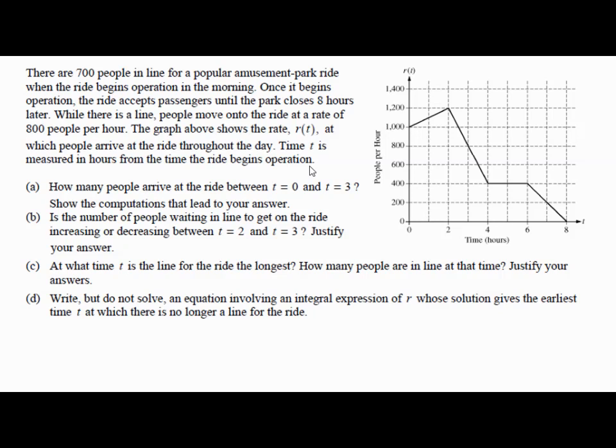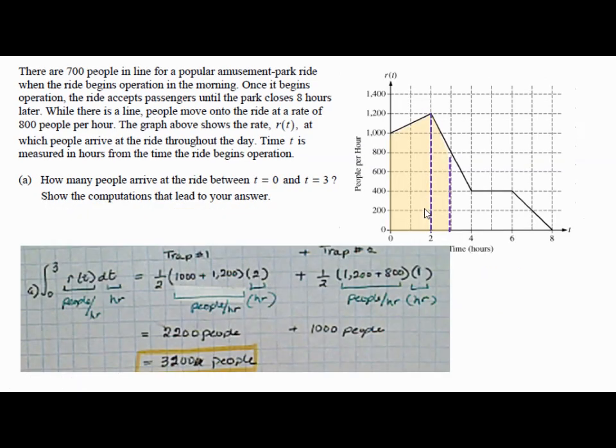So, how many people arrive at the ride between time 0 and 3? That's my next one. When we are asking about how many people, the units are people. R of t is in people per hour, which is this graph right here. So if we want people, what we need to do is find the area under the curve from 0 to 3.